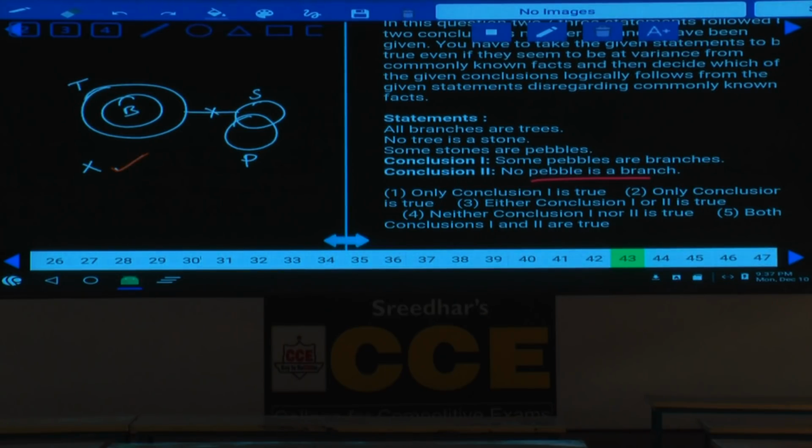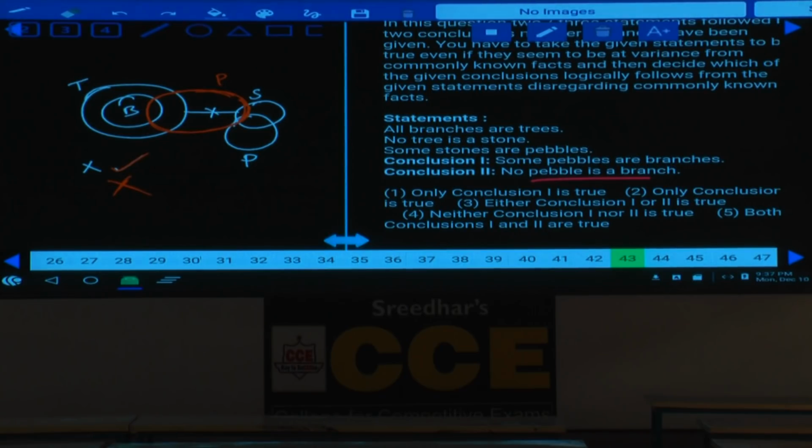As the negative conclusion is true, now we need to prove its complementary pair. What is the complementary pair here? Some pebbles are branches. Now, tell me whether we can draw pebble and branch like this or not, isn't it? Now, if you draw pebble and branch like this, no pebble is a branch will be false, because I have proven a case wherein some of the pebbles are branches. This will be my pebble. I have proven a case wherein some pebbles are branches is true, so no pebble is a branch will be false. Now, alternate diagram proven, previous conclusion false.